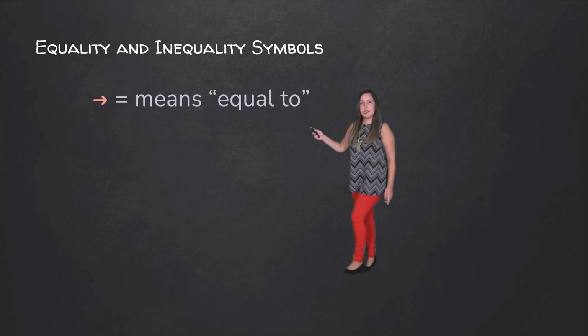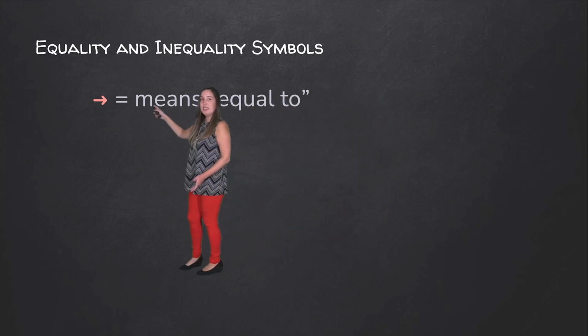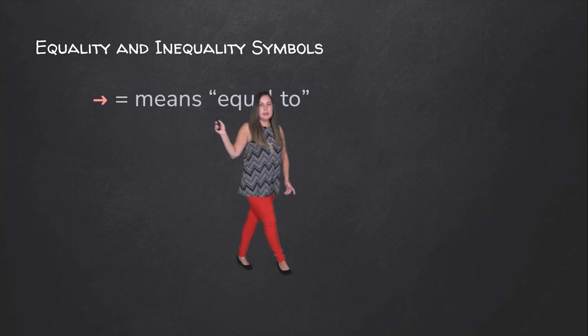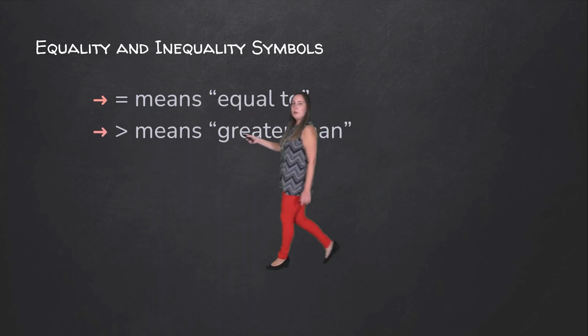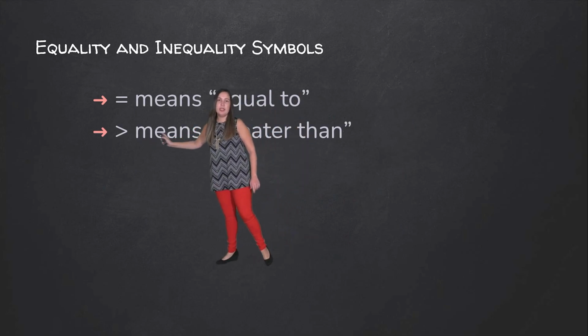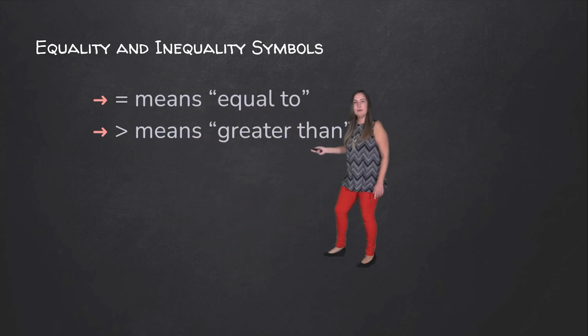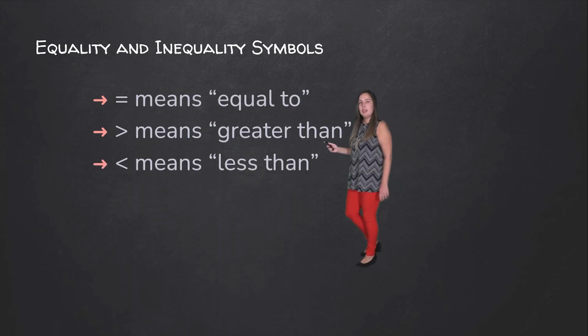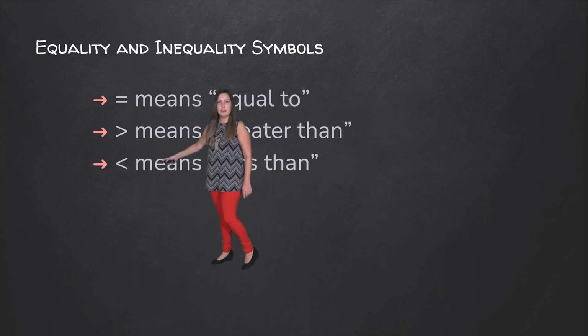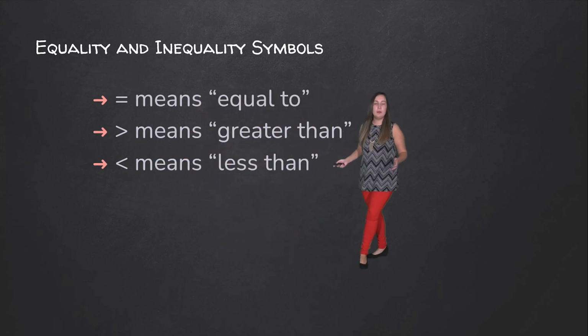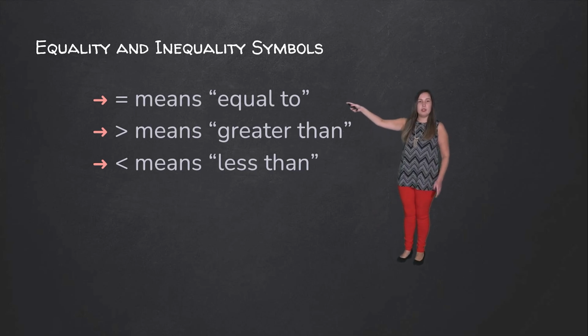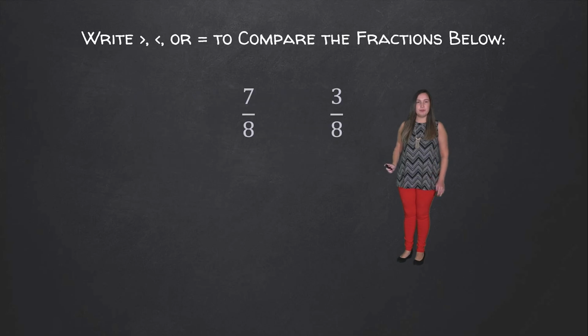Firstly, we have our symbol here, which is an equal sign, and it means equal to. Next, we have this symbol over here, which means greater than. And then finally, we have this symbol over here, which means less than. So we're going to use these symbols when we want to say a number is equal to, greater than, or less than another number.